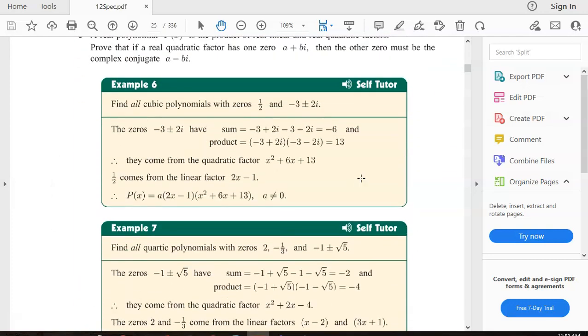But again, hopefully you remember this too. When you've got zeros and you want to find the polynomial, do we remember sum and product? Do you want me to do one? So we'll do one.